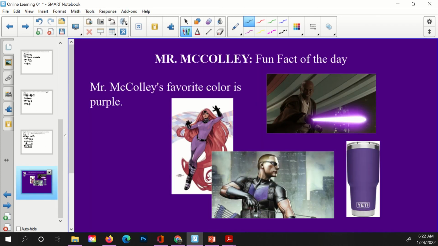And we'll finish off with the Mr. Mccully Fun Fact of the day. Mr. Mccully's favorite color is purple. And you'll see we have Mace Windu with purple lightsaber. This is Medusa from Marvel Comics. And Hawkeye from Marvel Comics, all purple. And I just put this purple Yeti in my Amazon shopping cart. I think I'll be getting that today as well.